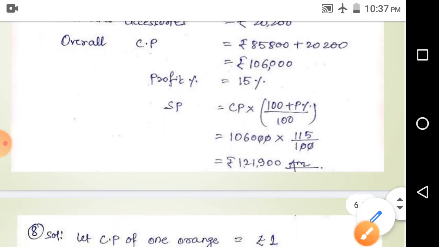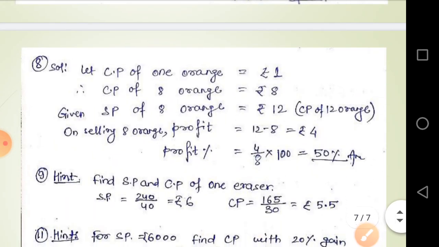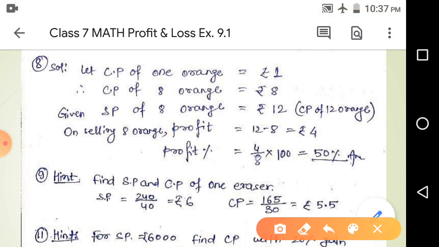Question number 8 is an interesting question. Yes, I am repeating the question; I am reading the question first. If the selling price of 8 oranges is equal to the cost price of 12 oranges, find the profit percent. Now see, here we have started by assuming the CP of 1 orange, that is the cost price of 1 orange, as rupees 1.